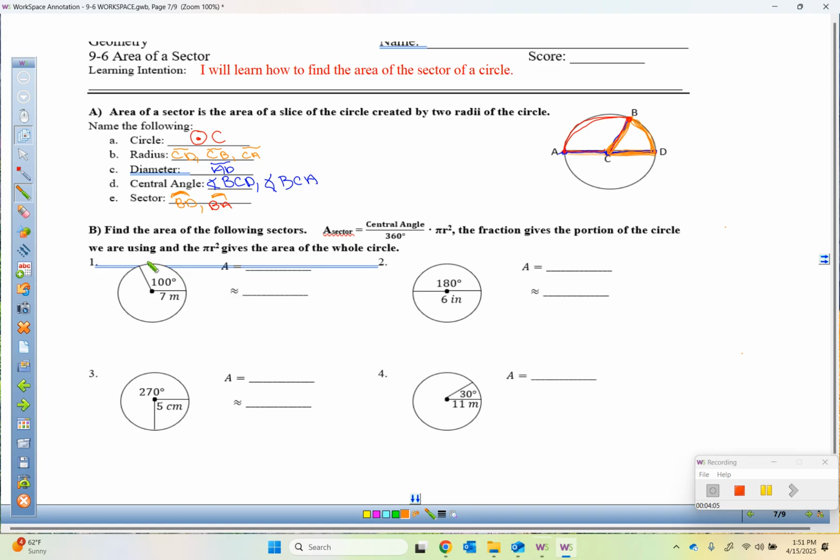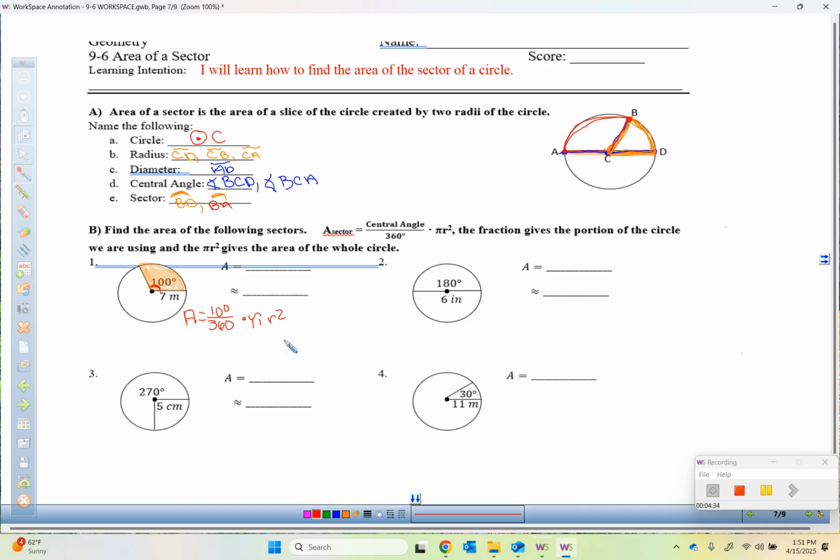For number 1, we're going to find the area of this sector right here. By the definition, area of a sector wants the central angle. What is the degree of the central angle here? 100, very good. We're going to put that over 360, and then times it by pi r squared. Let's all take a minute and learn how to put this in our calculator correctly.